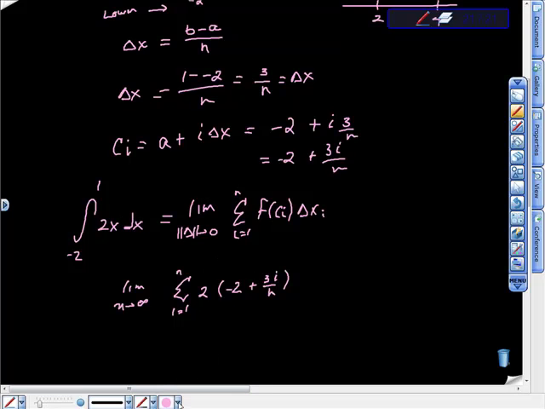So let's look at this for a second. Just want to be clear about this. This is 2 times x, and we have 2x, right? And then this is the height times the base, and the base is 3 over n, isn't it? Okay?